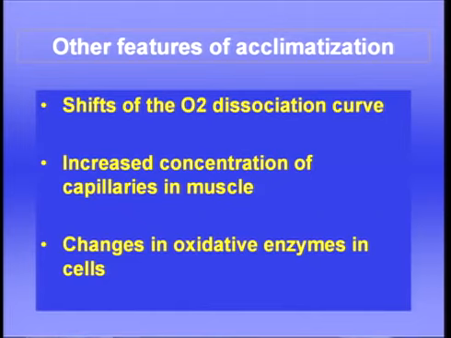Now let's look at some of the other features of acclimatization. There's a shift of the oxygen dissociation curve. It tends to shift to the right at moderate altitudes, but at extreme altitudes it shifts to the left because of the respiratory alkalosis, and we'll be talking about that a little bit more in the final session. There's an increased concentration of capillaries in muscles. That's not so much because of more capillaries, it's because the muscle fibers get smaller at high altitude and gives a higher concentration. And there are also changes in oxidative enzymes in the cells. So a number of things happen at high altitude.